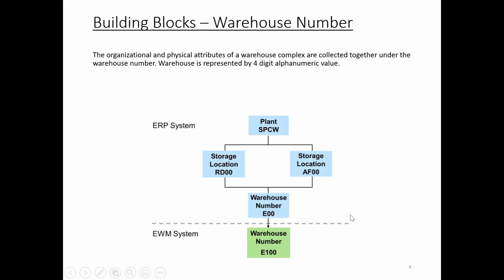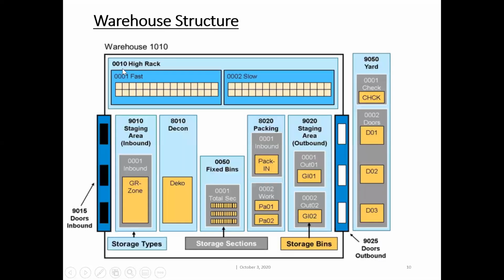This will be the warehouse structure. You have the warehouse, then you can see 0010 high rack, that is the storage type. Within the storage type, you can have fast moving products and slow moving products, that would be called the storage section. And within the storage section, you can see several bins.